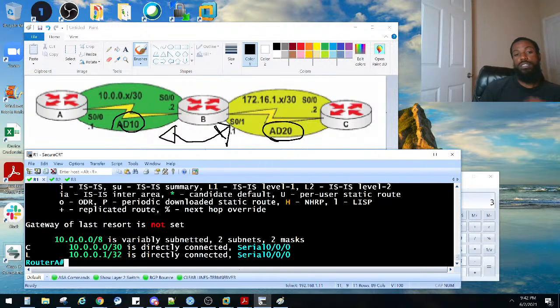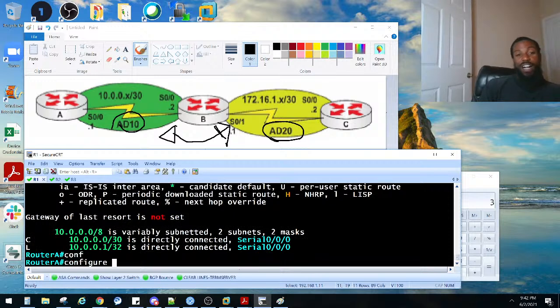Show IP routes. Y'all see what I'm missing? I'm missing something. And they called it easy EIGRP. But yet the network, bro, can't do it. Let's see. Show, what are we missing? So what are we missing here? What are we missing?